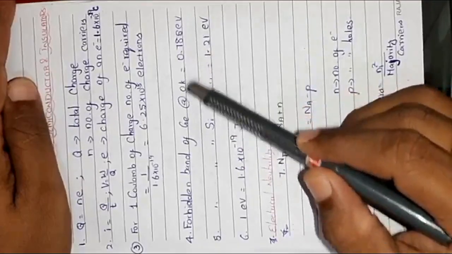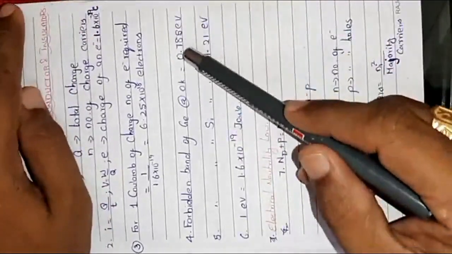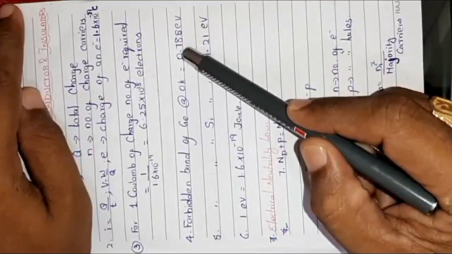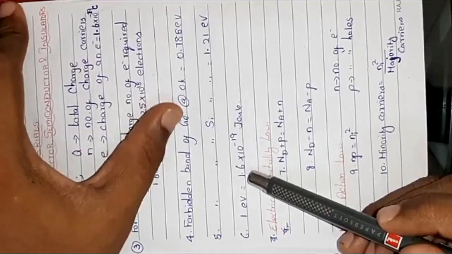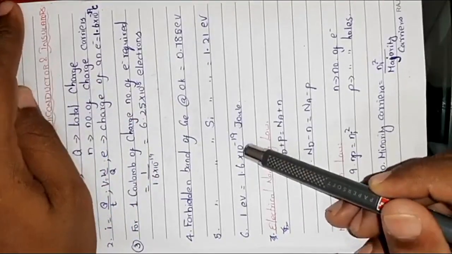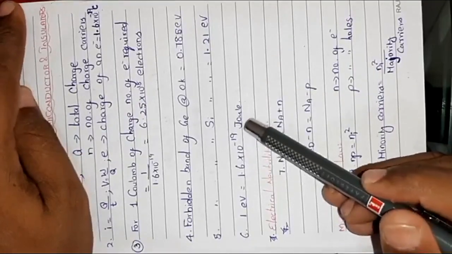For germanium, at 0 Kelvin the forbidden band gap is 0.785 electron volt, which is less than 1 electron volt. The energy that we require to free electrons in germanium is less than 1.6 into 10 power minus 19 joule, whereas for silicon it is slightly greater than 1.6 into 10 power minus 19 joule.